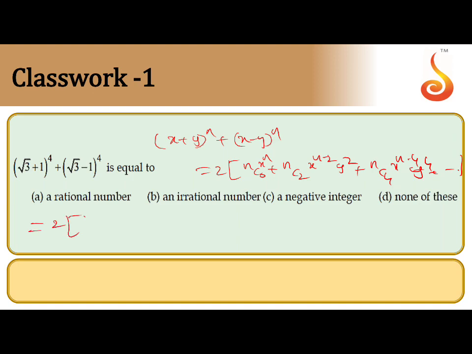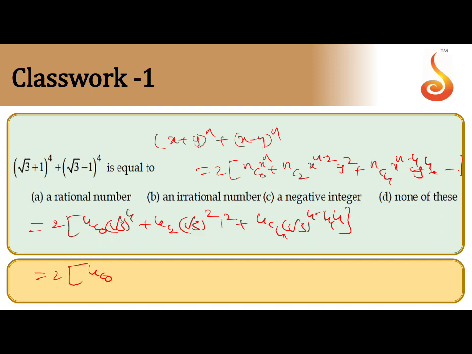2 times 4C0 root 3 whole power 4. Next 4C2 root 3 whole power 4 minus 2, that is 2, into 1 square. Next, 4C4 root 3 whole power 4 minus 4 into 1 power 4. These are the values you get here. Now you can simplify this. 4C0 into root 3 whole power 4 is 3 square. 4C2 into root 3 whole square is 3. 4C4 into root 3 whole power 4 minus 4 is 0. So that gives this.